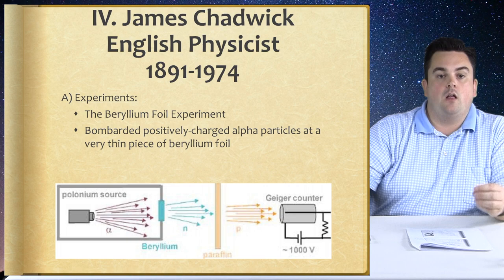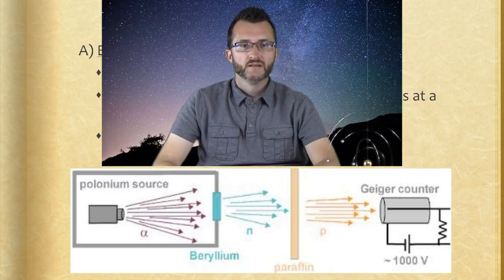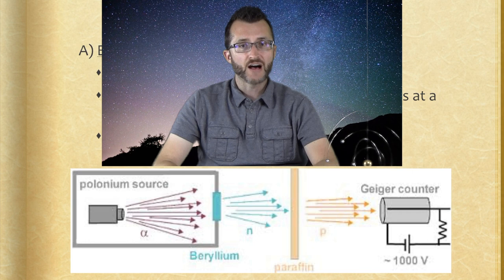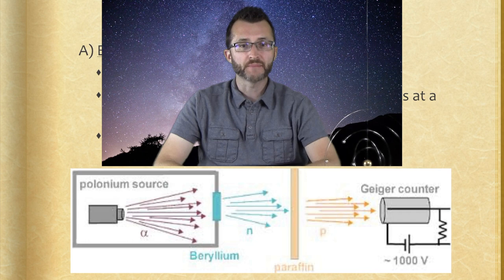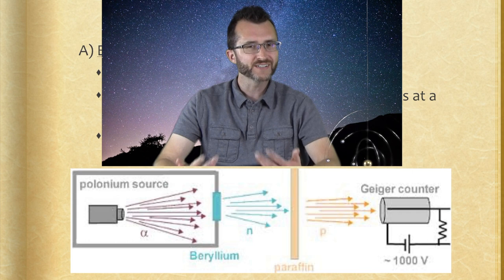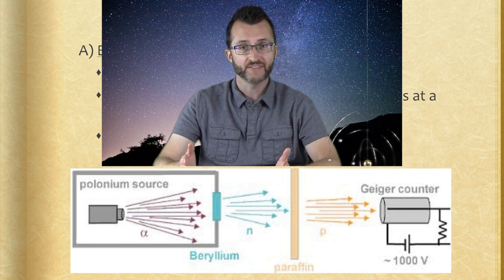A neutral radiation was produced. Much like Rutherford, James Chadwick used alpha particles and bombarded them at different metals. When he bombarded alpha particles at beryllium, something was produced with no charge, which ended up being the neutron. But how was it detected? Well, when the neutron hit paraffin wax, it released protons, which, having a charge, were detected on a Geiger counter.